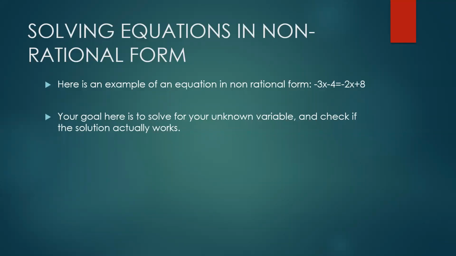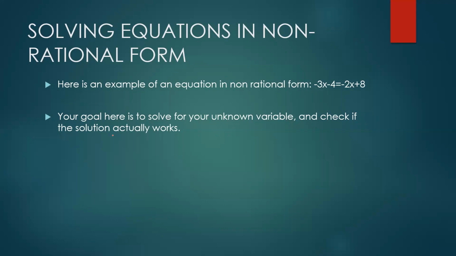Hello, in this section I will go over how to solve equations in non-rational form and check for extraneous solutions. So what is non-rational form? It just means something in a non-fraction, right? An example of a non-rational form would be negative 3x minus 4 equals negative 2x plus 8. Your goal here is to solve for your unknown variable and check for the solution.